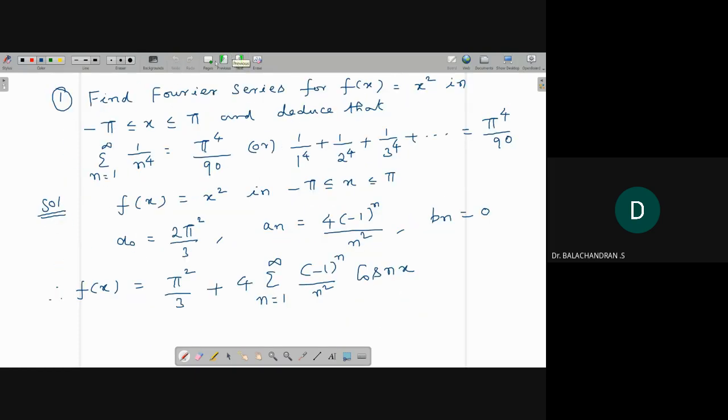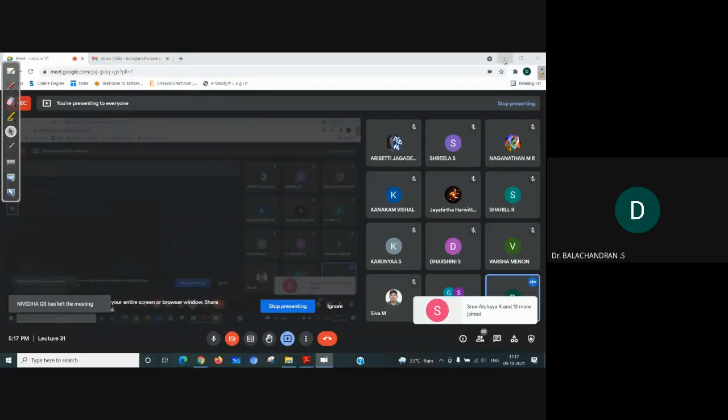So this question is asked like this. Find the Fourier series for f of x equal to x square in this interval. Reduce this series, and also I gave two series in the second column. I think Vishal and Sheila told that there are two more series we reduced. Is it correct?